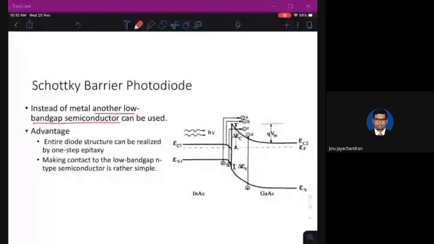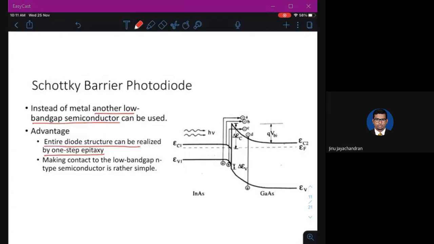Now, what is the advantage of this? The entire diode structure can be grown by one step epitaxy. In the previous diagram, the metal is a totally different material, so if you want to create the structure, you need to have more processes. But if you have a semiconductor instead of a metal, then you can do it in a much faster time.